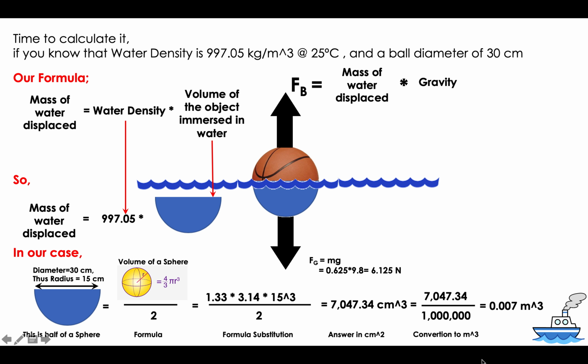Doing all these calculations, that will give us 7,047.34 cubic centimeters. And we will have to divide by 1,000,000 to convert it to cubic meters, and that will give us 0.007 cubic meters.